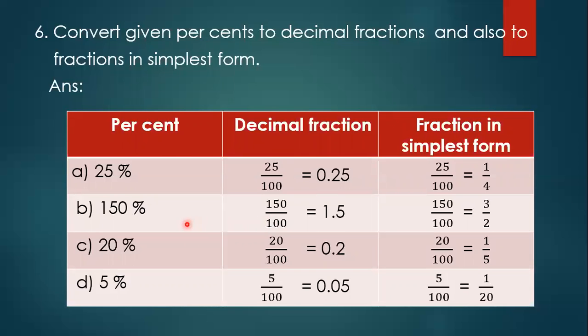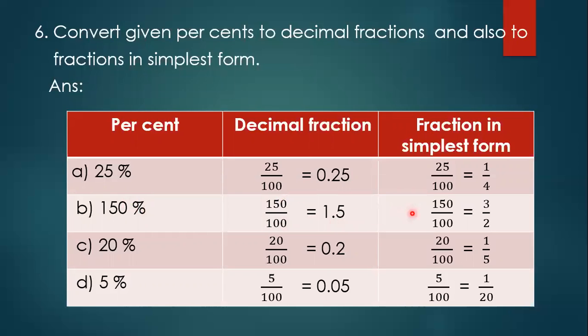Understand very carefully. For converting the percent into simple fraction, for removing the percent sign, we have to write the denominator 100 only. So 150 upon 100, this 0 we can cancel, 150 has a 0 and 100 has a 0, we can cancel. So it will become 15 upon 10. 15 upon 10 we can write as 1.5.